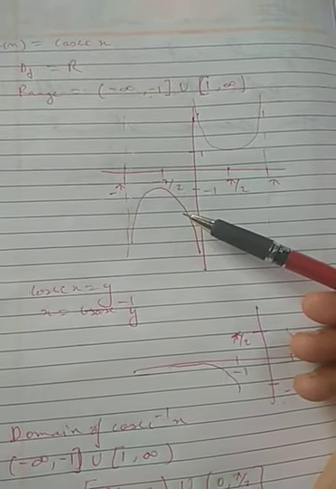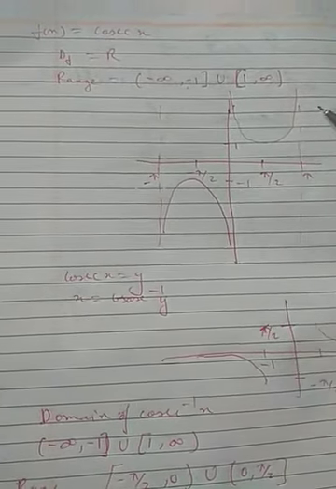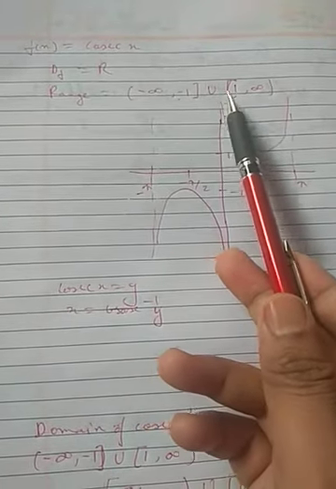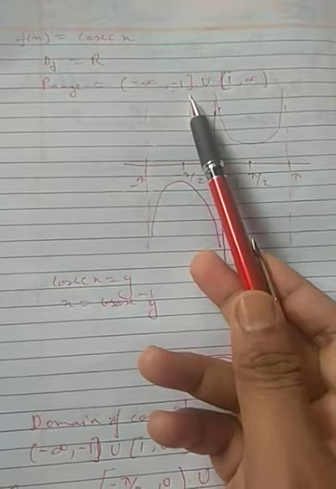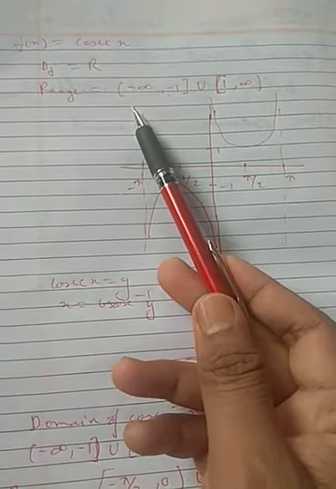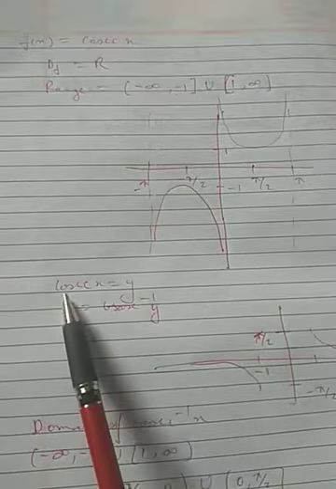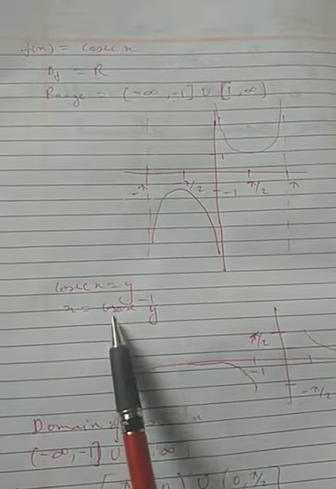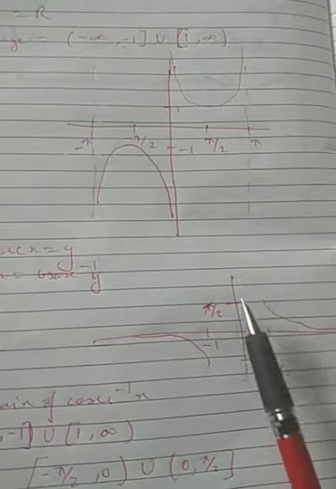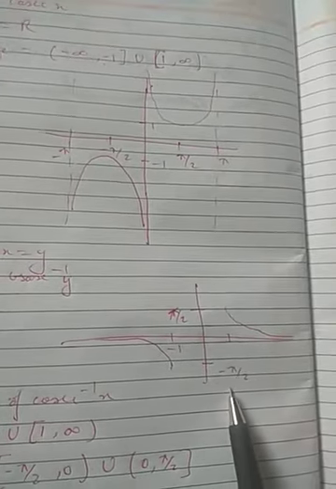Similarly, in all the cases we can find this from the graph. The range will be minus infinity to minus 1, union 1 to infinity. At 1 we have the closed interval, at infinity we always have the open interval. And if f(x) equals cosec x equals y, then x equals cosec inverse y, and the graph will be like this. The x-axis will act as the y-axis and the y-axis as the x-axis.